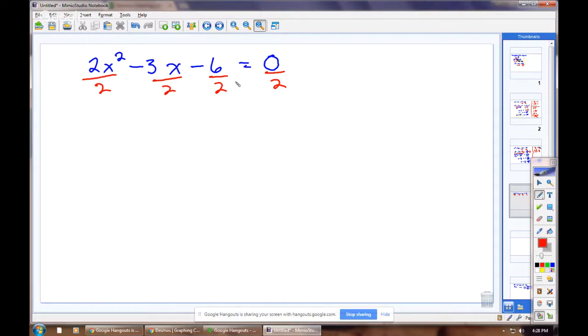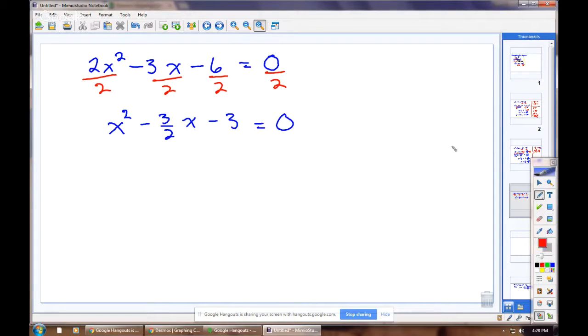Okay, so I divide this side by 2, I divide that side by 2. All right, what do we get? We get a nice 1x squared, or x squared. I'm going to view this as negative 3 halves times x. And then 2 goes into negative 6 negative 3 times. 0 divided by 2 is 0. All right, so now it looks more like the other ones.